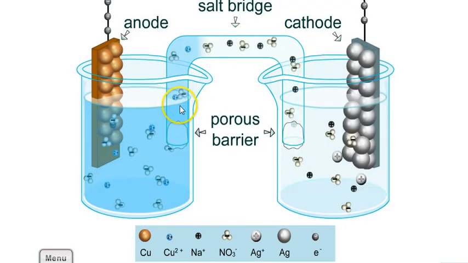We have positives leaving and negatives coming in here, so that again we maintain the charge balance in the solution. As long as the charges are balanced, everything keeps on flowing. If the charges become unbalanced, the electrons stop flowing. That make sense? That's why we need the salt bridge.